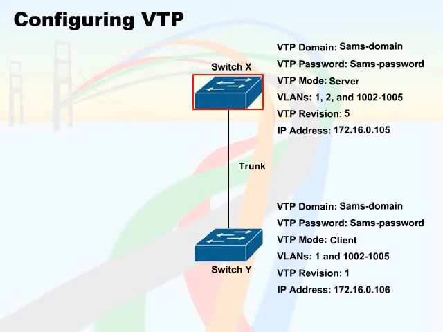Now it's time to configure VTP on switch Y. First, enter the VTP mode client command to configure VTP client mode on switch Y. Then, configure the domain name and password in the same way as you've done for switch X. Because of trunking between switches X and Y, switch Y, which is in VTP client mode, synchronizes its VLAN database with switch X, which is in VTP server mode.